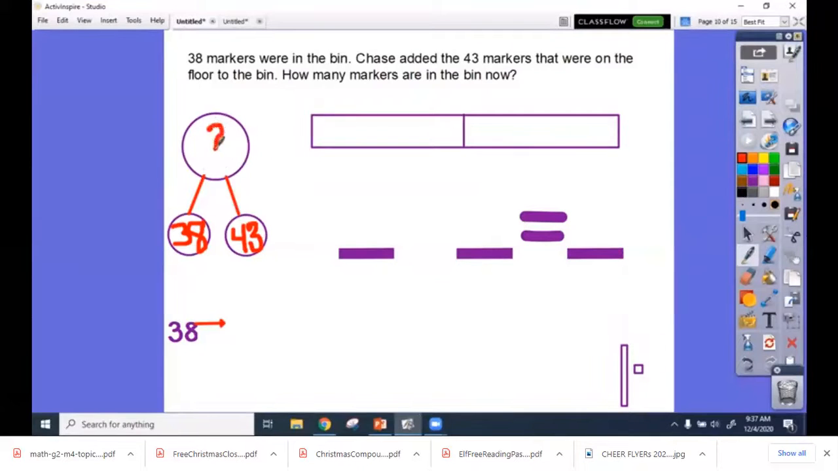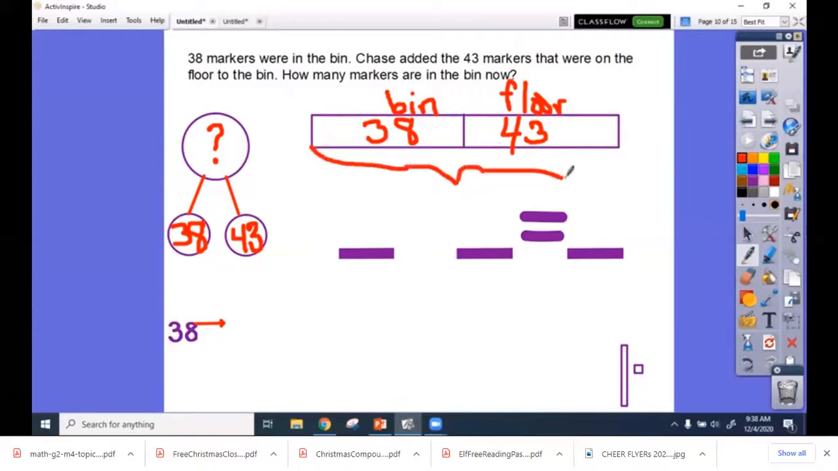I don't know how many are in there. Question mark. So I know there's 38 that were in the bin. And then I know that there were 43 that were on the floor. But I don't know how many there are in all. So I'm going to add them together because we know that we want to know how many there are now. So this could be my thinking.